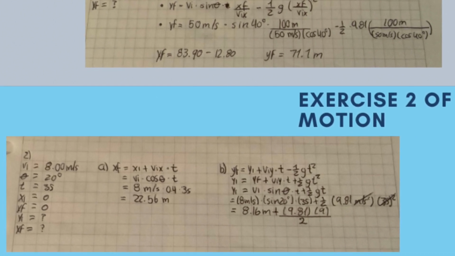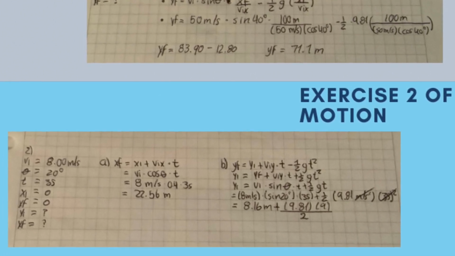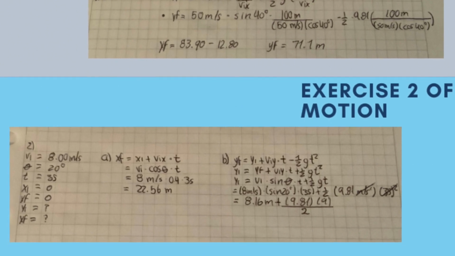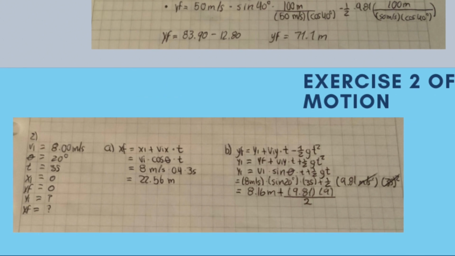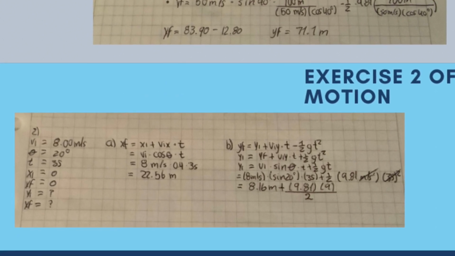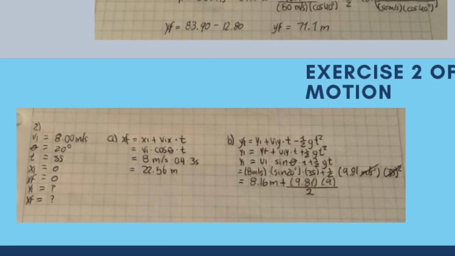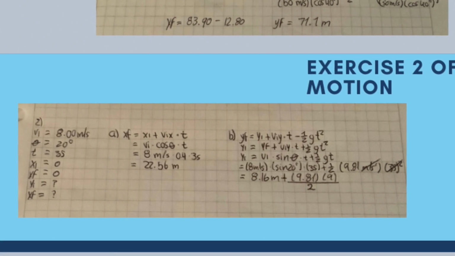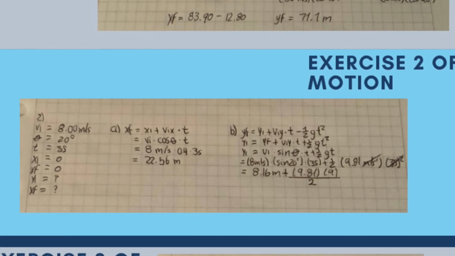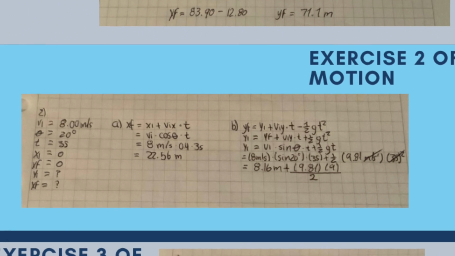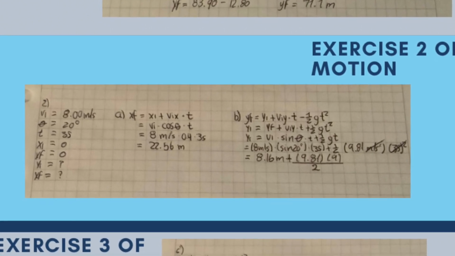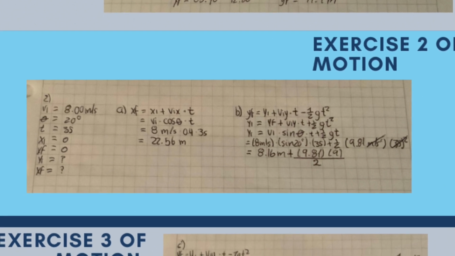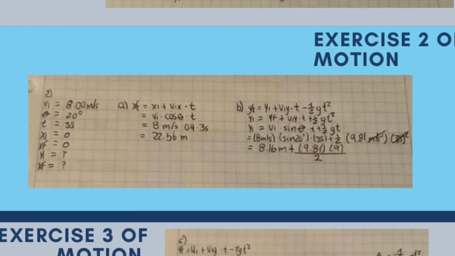Now we have Yf is equal to Vi, the sine of the angle, times Xf over Vx, minus 1/2 g. Then Yf is equal to 50 meters per second, the sine of 40 degrees, and 100 over 60 meters per second times the cosine of 40 degrees. That will be equal to 80.90 minus 12.80, and Yf will be 71.1 meters.